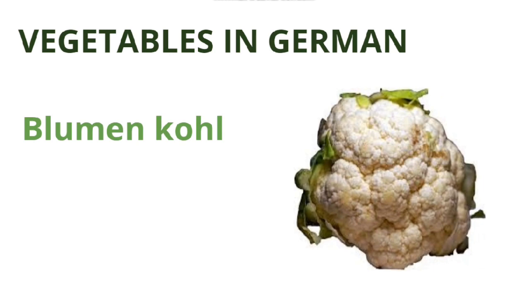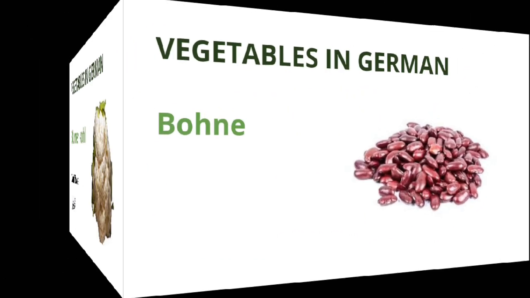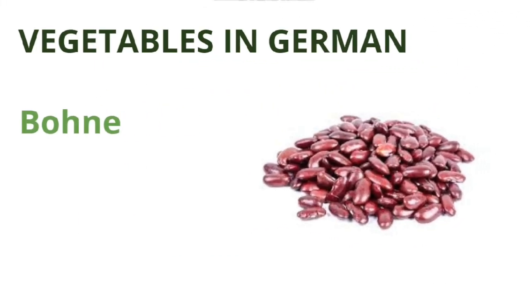Blumenkohl. Blumenkohl means cauliflower in English. Let's continue with the second vegetable, that is Bohne. Bohne means beans in English.